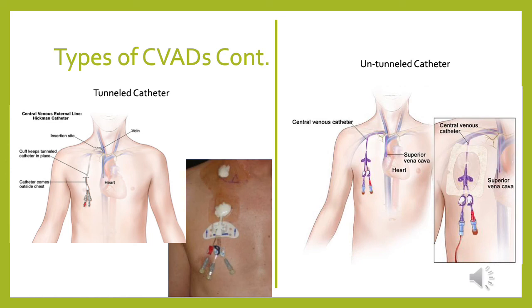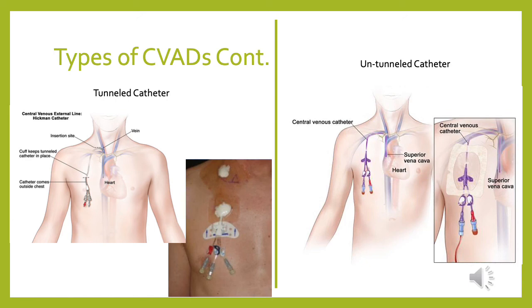On the right-hand side is the untunneled catheter, and you can see it goes right into the vein itself, into the superior vena cava. Usually they are called triple lumen catheters and often have 3 lumens. They are more short-term use than the tunneled catheter and also than the PICC line. Usually it's used only in hospital settings.